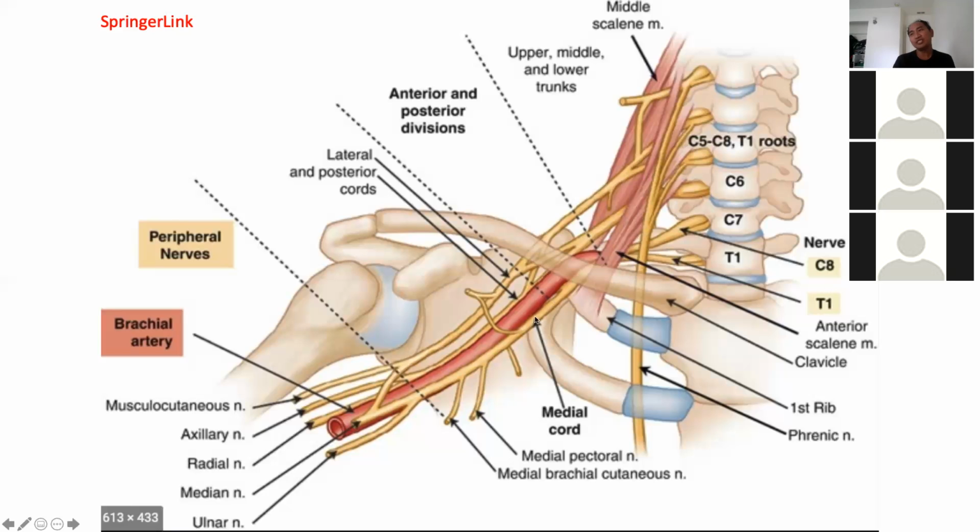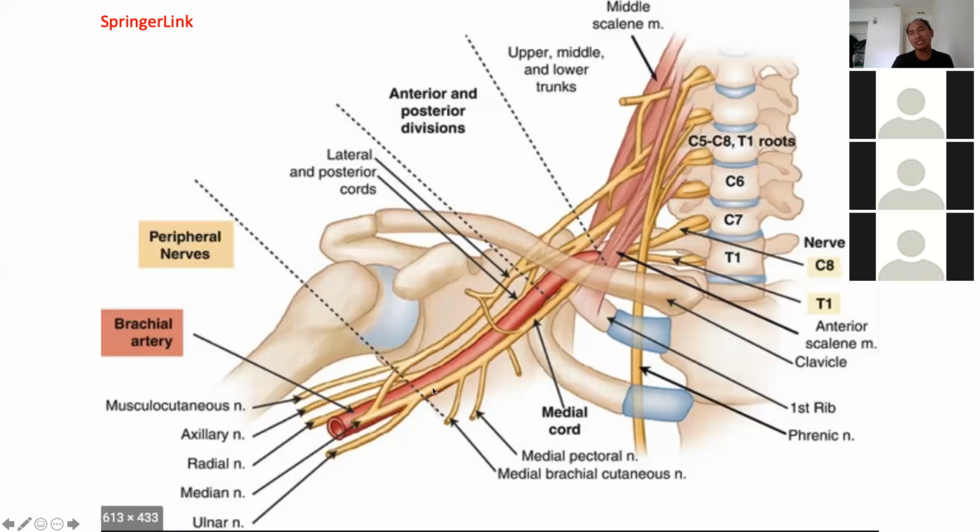So why do we call them lateral, medial, and posterior? Because it is in relation to the axillary artery. Look at the axillary artery running here. And of course, finally, the lateral cord, medial cord, and posterior cord will split and divide again as the peripheral nerves. So here, the multiple nerves are coming out from the 3 cords.